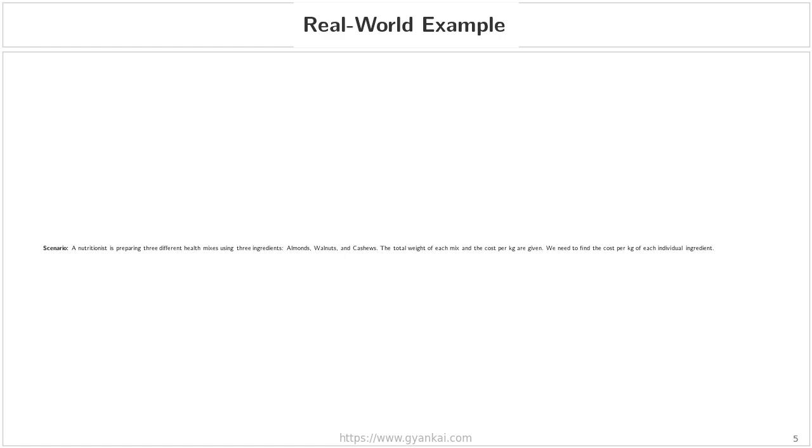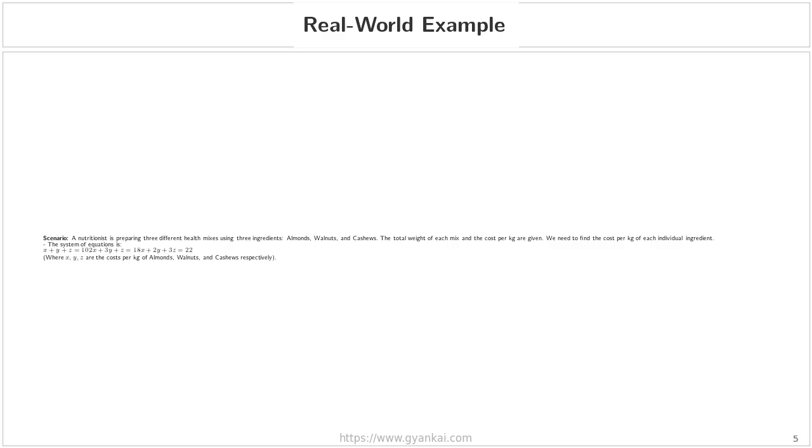Imagine a nutritionist is preparing 3 different health mixes using 3 ingredients: almonds, walnuts, and cashews. We are given the total weight of each mix and the cost per kilogram, and our goal is to find the cost per kilogram of each individual ingredient. We can represent this problem using a system of linear equations.